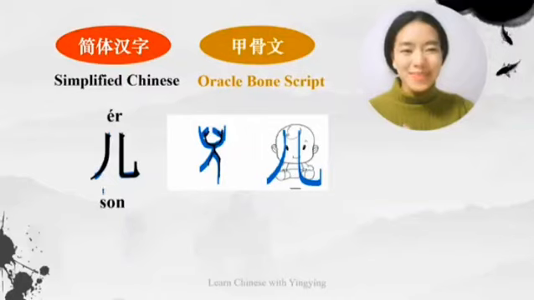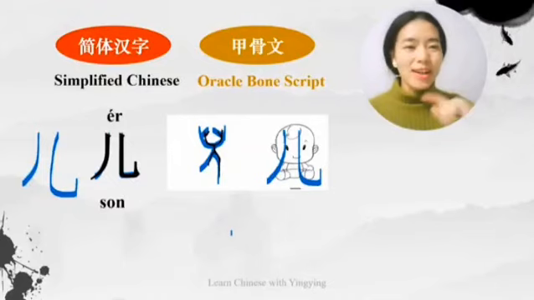Like a baby. So it's very easy to write this word. This is the word 儿. 儿, it means son. Or sometimes it can just mean baby.